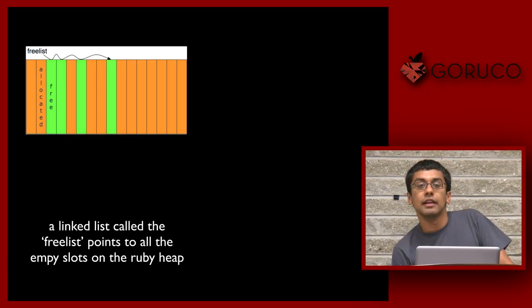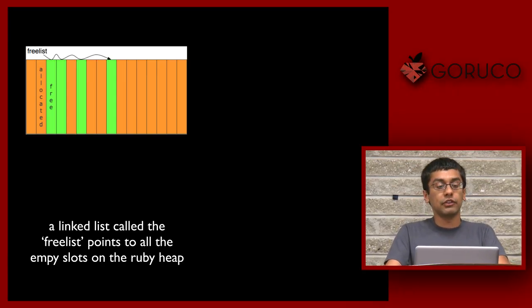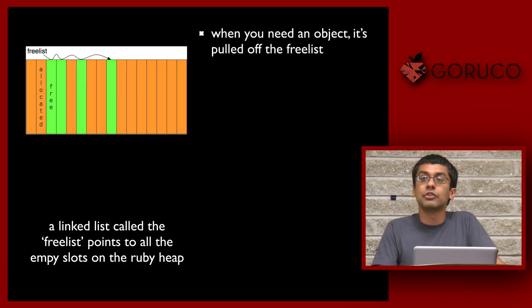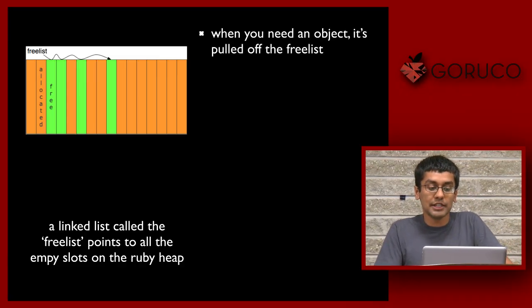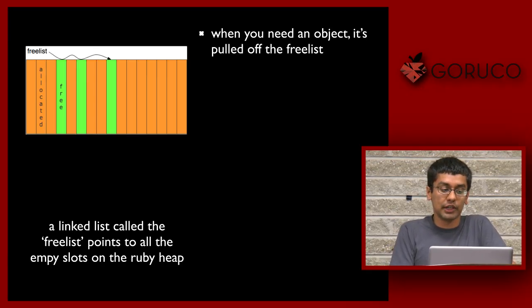And internally, Ruby, or MRI at least, has a linked list across several slots on the heap called a free list, and that basically points to every single slot that's free. And so when in your Ruby script you create a new object, basically the VM is going to go look at that free list and pull off the first object and use that as your new object. And so that goes on and happens basically as long as there's stuff on the free list.